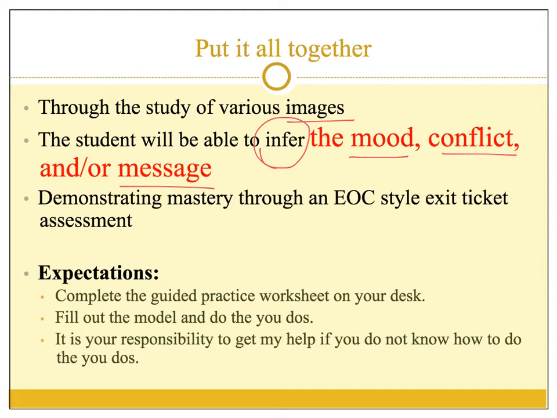Okay, so the expectations for this part of the lesson are that you complete the guided practice worksheet that's on your desk, and that you fill out the model, and you do the you-dos. It's also your responsibility to get my help if you do not know how to do the you-dos.